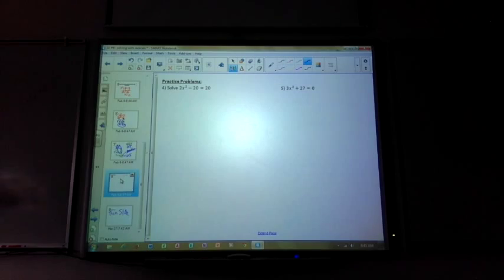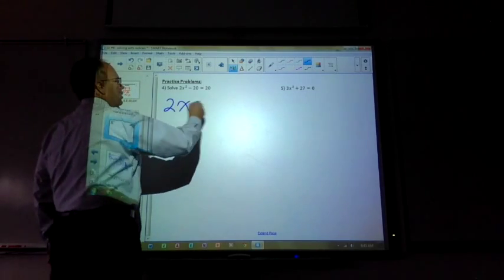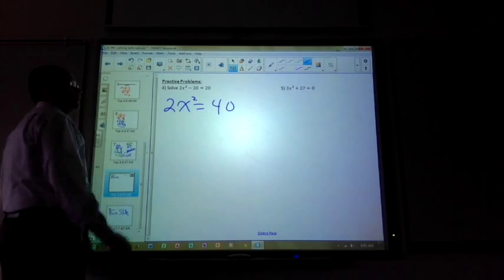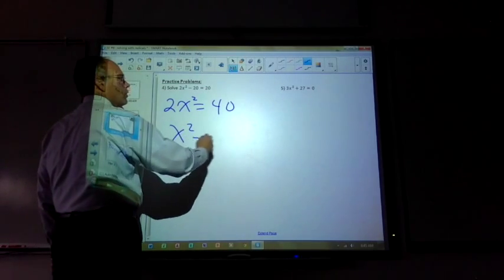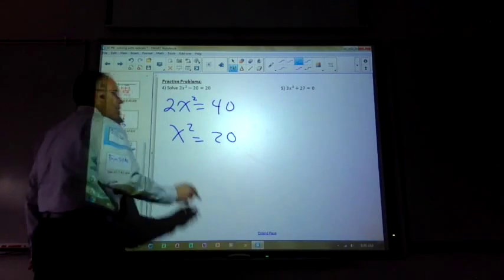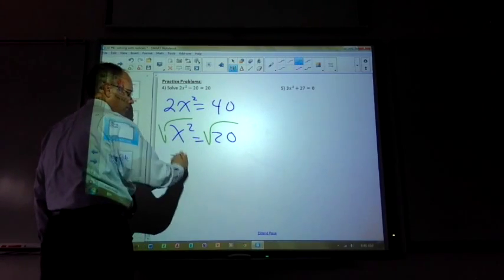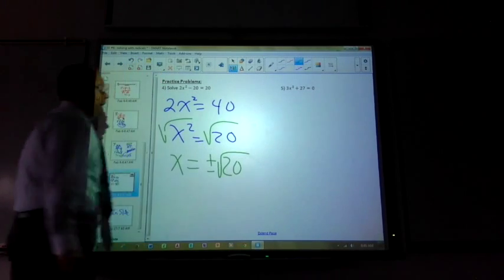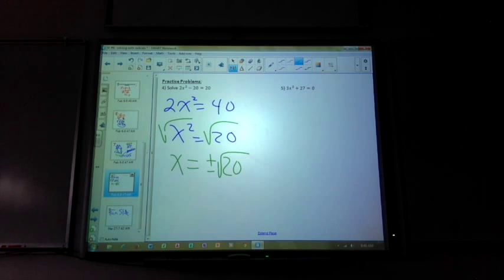Add 20 to both sides. Good. So I get this. Everyone still with me? Oh, don't forget the square. Then divide by 2. And then x equals the square root of negative 20... This is a 3-point problem. You leave it right there, you get 2 out of 3 points.